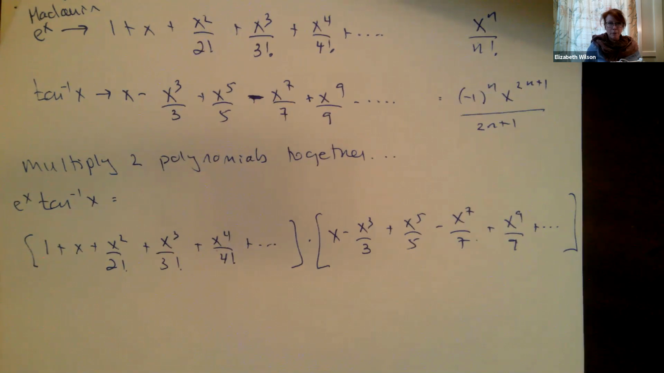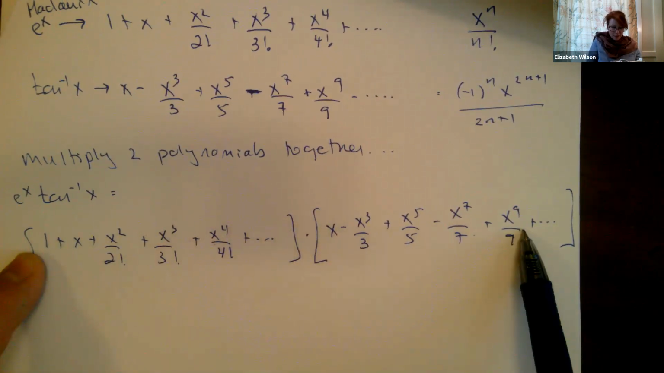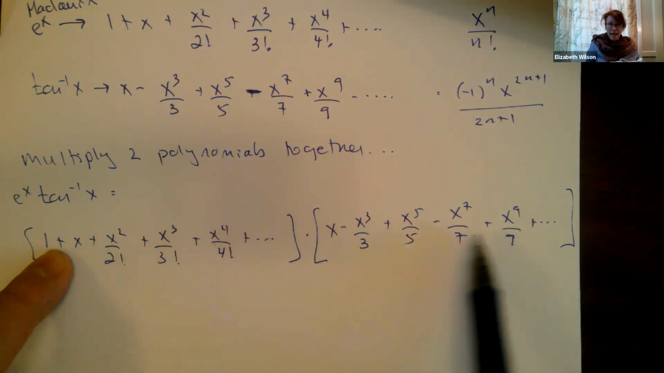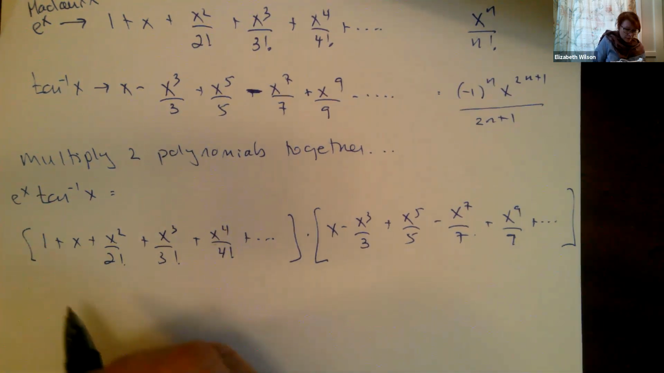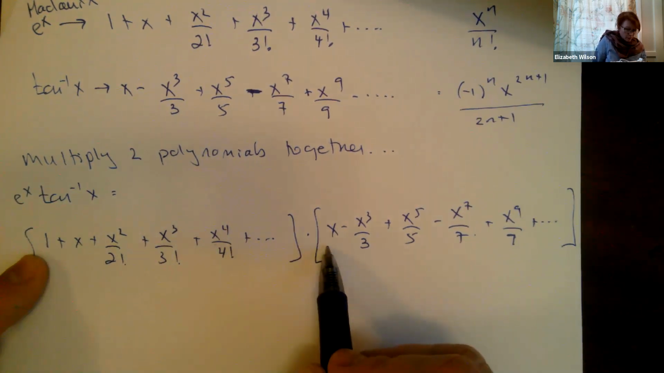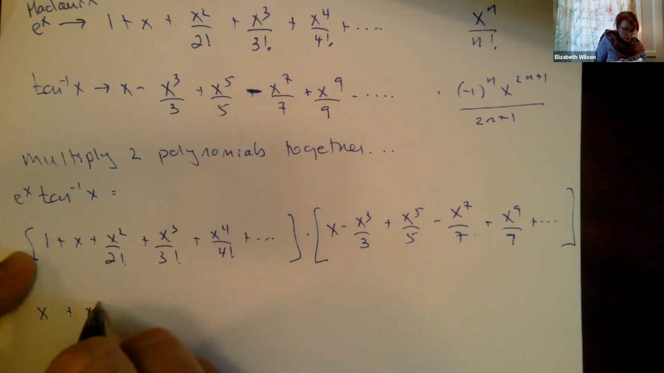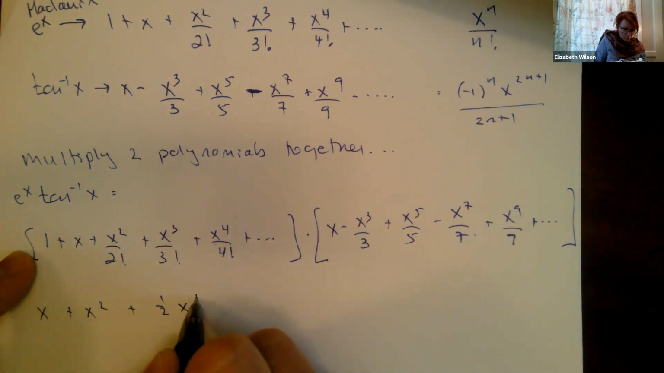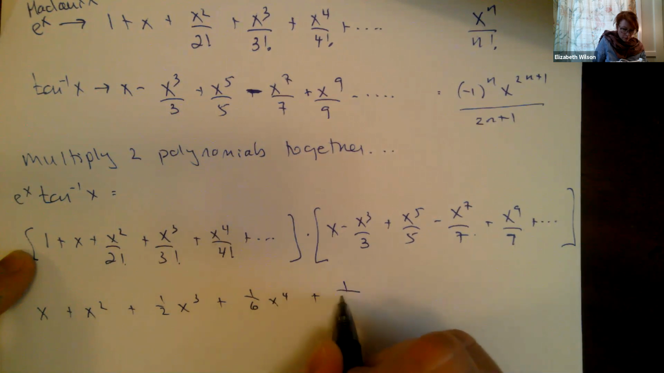Now, the fun part begins where you have to multiply all of these terms together and then add up the like terms. It gets to be messy. Give yourself plenty of room and check your answers. Okay, so I'm going to multiply these out. If I go 1 times the arctangent, I'm going to get x minus 1/3 x cubed plus 1/5 x to the 5th, and x times it gives x squared and so on.